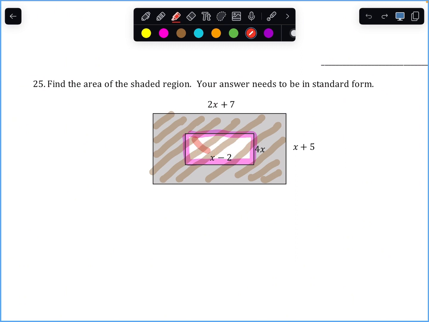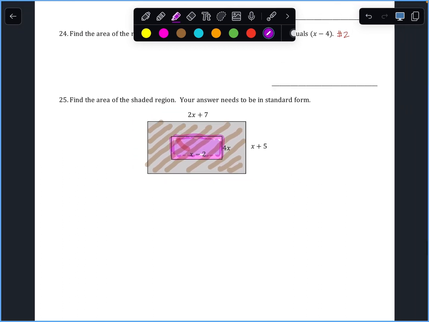So what I want you to do is help me write this down. So in order to calculate this, I need to take the area of the big rectangle, subtract the area of the small rectangle, and that should give me what?